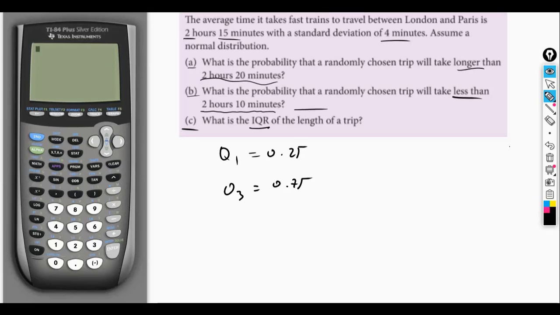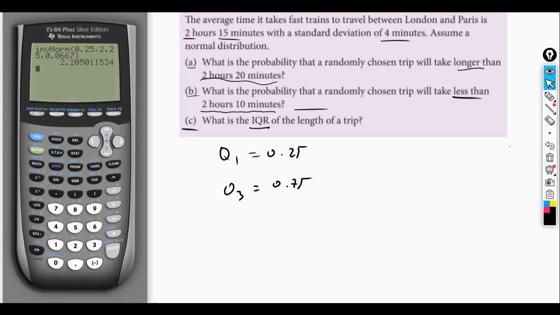0.75 or 75%. So for this, we're going to use the function called inverse normal, which you can see is number 3 under distributions. And the first thing we need to plug in is the area. So 0.25, then a comma. We need the mean, and we said that the mean is 2.25 hours. So 2.25, then the standard deviation, which we said is 0.0667.